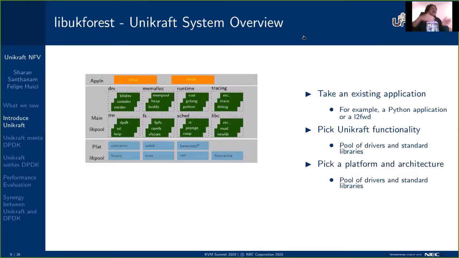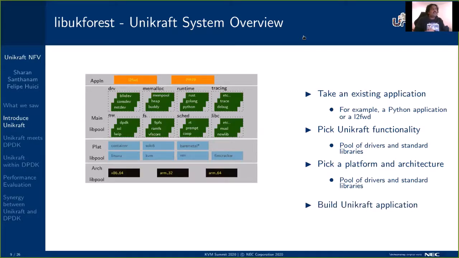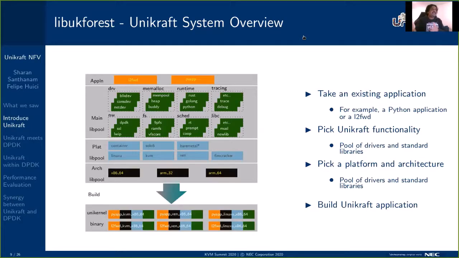And then Unikraft provides a different set of platform architectures which it runs on. So those libraries which are specific to a specific platform need to be selected. And also the architecture-specific code. And once these are selected, the Unikraft build system bakes your final image together, and you have your final executable image to run on a specific platform.